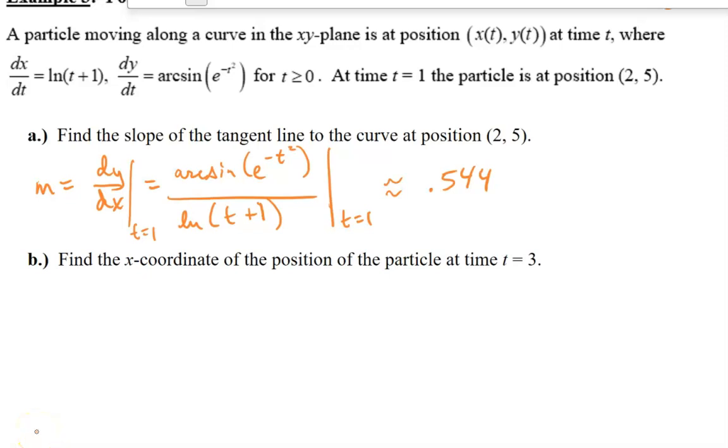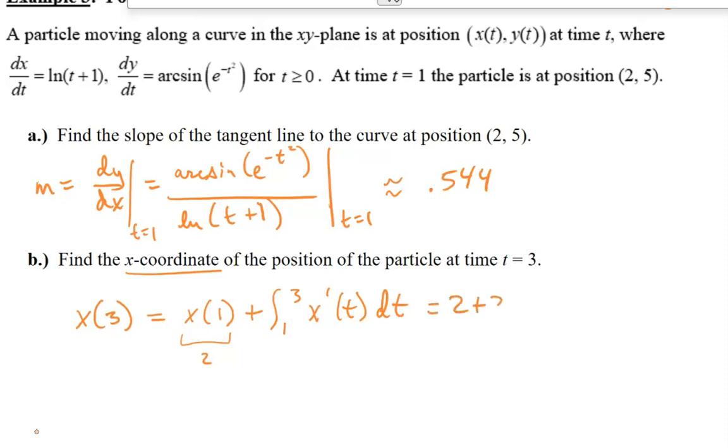And here for the x-coordinate of the position, so this is only asking for the x-coordinate, AP's favorite formula says we can start with a known position and then accumulate the rate of change to get an after position. So this is just from the second fundamental theorem. It just happens to be with parametric functions. So x of 3 is going to be x of 1, the known value, plus the integral from 1 to 3 of x prime of t, or dx over dt, if you want to use that notation. This is a 2, and so I get 2 plus 2.159 approximately, which is 4.159.